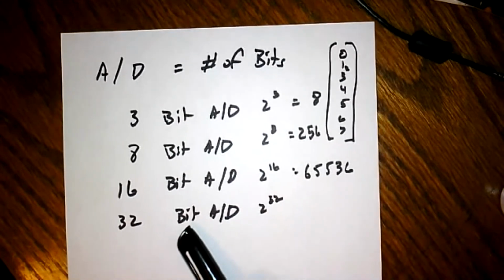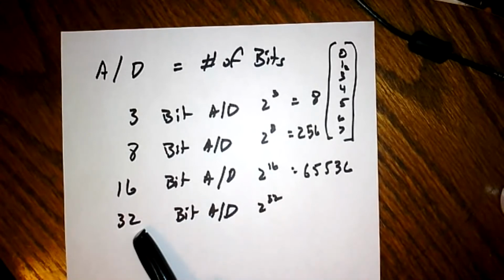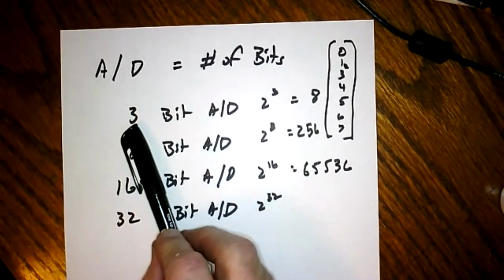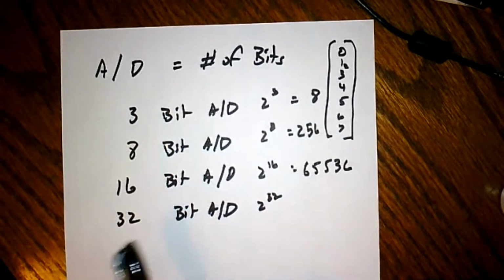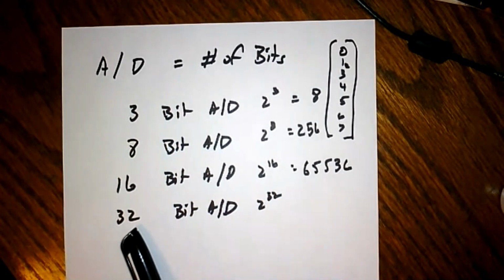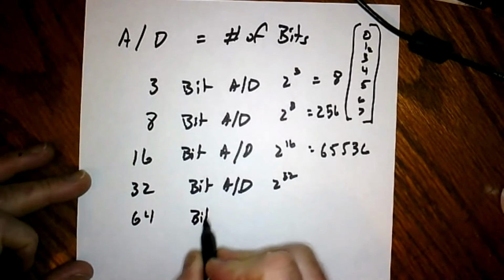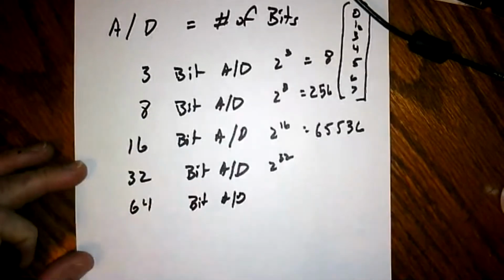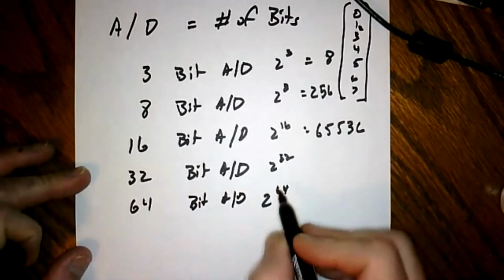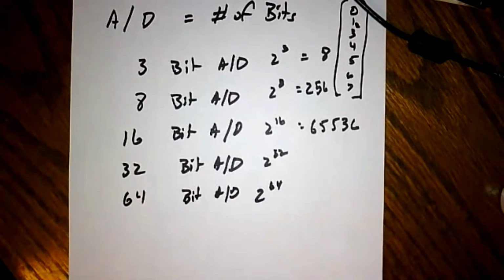For an A to D board in your lab, you want as many bits as you can get. The cost of the A to D board is based upon the number of bits. This is a really low cost A to D board. This is a more expensive A to D board. At least it was in the past. I actually haven't priced them out in some time, but I've seen as high as 64-bit A to D boards. That's 2 raised to the 64th power in terms of the number of values we can represent.